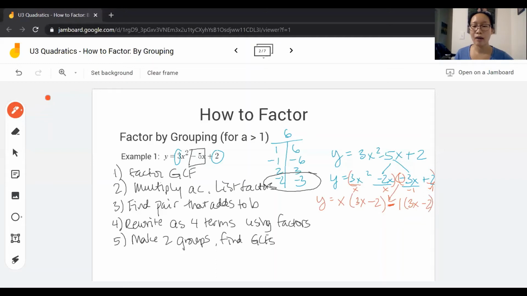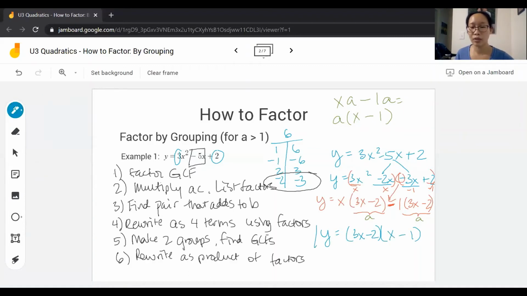Here, I have 2 terms that are the same. This is a common factor. This is like saying if I had x times a minus 1 times a, I could factor out the a, and I could rewrite this as x minus 1. So instead of an a, we have a 3x minus 2. So that is our new greatest common factor. So I can rewrite this with 3x minus 2 as my factor, and what is left is an x minus 1, which is my final step to rewrite as a product of 2 factors.